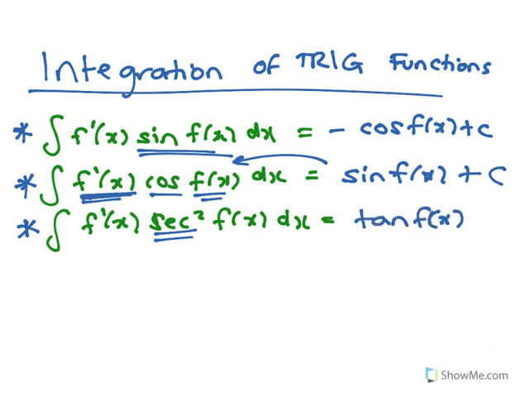going backwards will give you tan f of x, because the derivative of tan is sec squared, and then you're timesing the f dash x. So basically we're going backwards here.